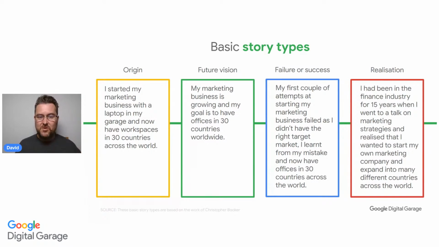Future vision is kind of the opposite of the origin story. It paints a dream or a picture of what the future could be, and then you can go back to how we're going to get there. Failure and success stories approach it from both ends. These are essentially what we call didactic. They have a certain outcome or learning that you're trying to explain.